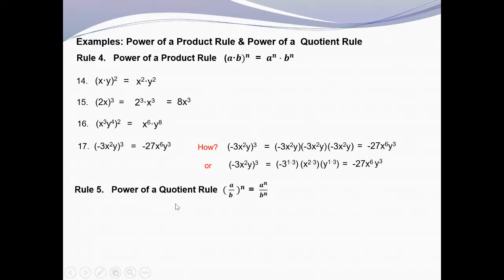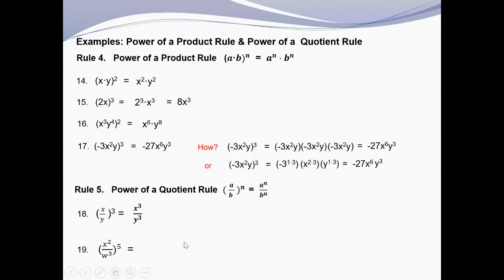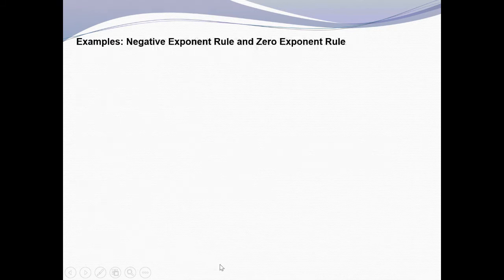This is rule number 5, the power of a quotient rule. So this will give us x cubed over y cubed, right? Because by applying the rule, there's like a 1 there for the x, so it'll be x to the 1 times 3, which is x cubed, and y to the 1 times 3, which will give us y cubed. I'm sorry about that one. Let me go back a little. Previous and previous. So here, it's going to be x to the 2 times 5 and y to the 3 times 5, which will give us x to the 10th divided by y to the 15th power.